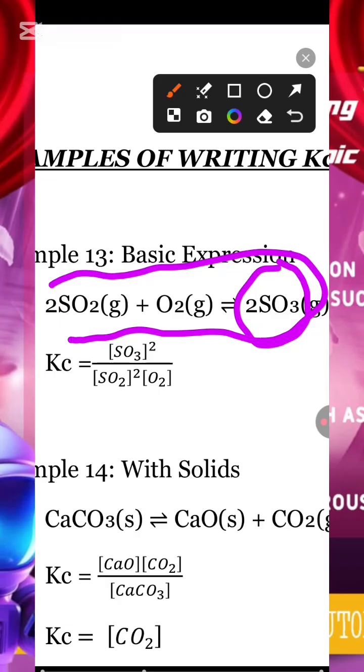When you see that there is nothing standing before an atom in a chemical reaction, just know that there's an invisible 1 right there. So you can see that the coefficient of SO2 is 2. That of oxygen is 1, is not written, and that of SO3 is also 2. That's this number right here.